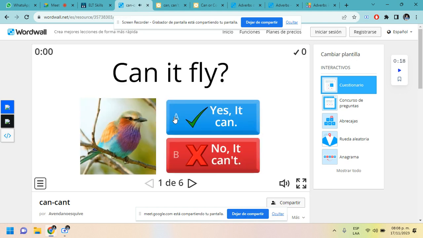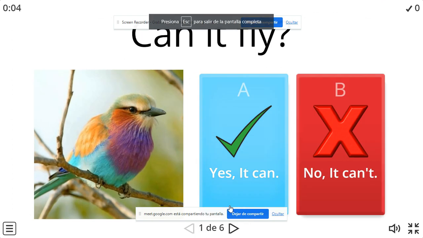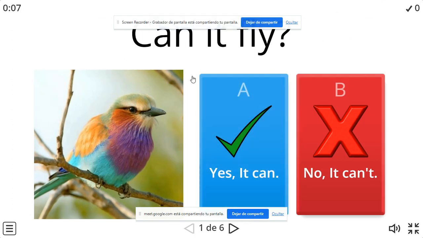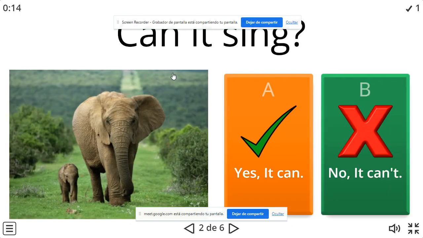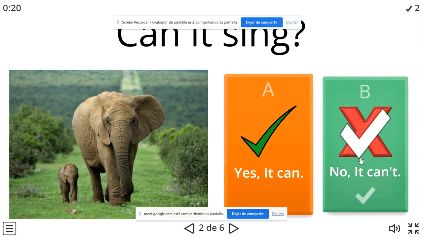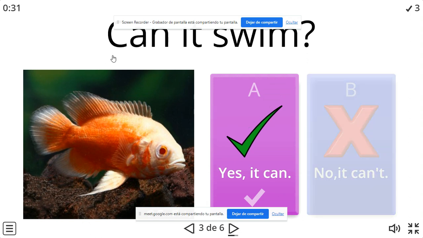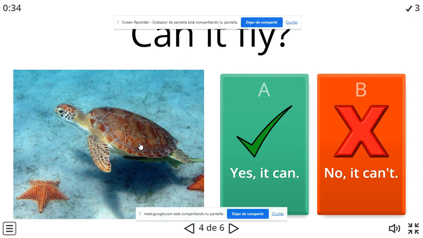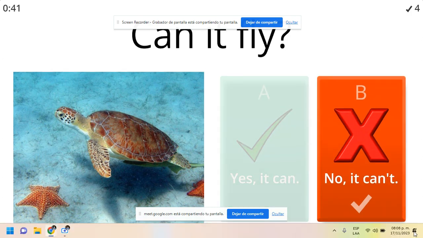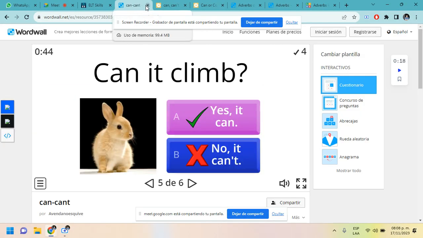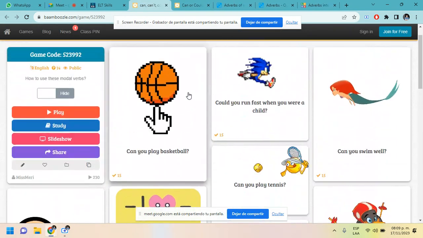This is present ability. Tell me, can it fly? Open your microphones. Tell me, can it fly? Yes, it can. Good. Can it sing? Very good. One more. Can it swim? Yes, it can. You see? These exercises are in present tense with using can. Can it fly? Yeah, good. You see? This is in present tense. Now let's see the past.